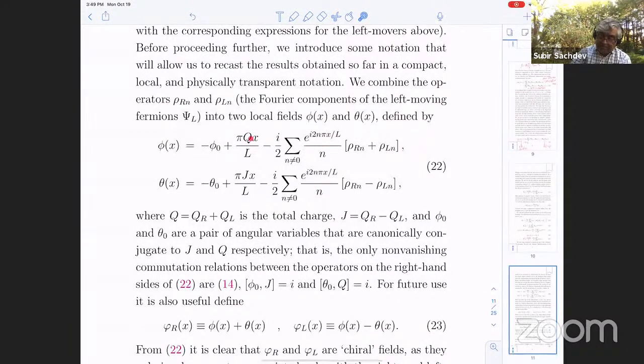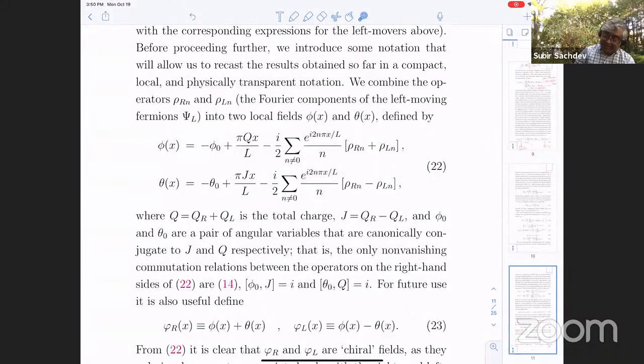Q is the total charge of left and right movers. J is the charge of right movers minus the charge of left movers. So these are integers that are just constants of the motion. And phi naught and theta naught are like conjugate variables to the constants of the motion. So phi naught j is i and phi naught q is i. So phi naught and theta naught are just basic variables that live on a circle, so that j and q are the canonically conjugate angular momenta, which are quantized in units of integers. So you just introduce these additional quantum degrees of freedom. Again, this won't matter in the thermodynamic limit, but if you want to get everything right on a ring, you have to include them.